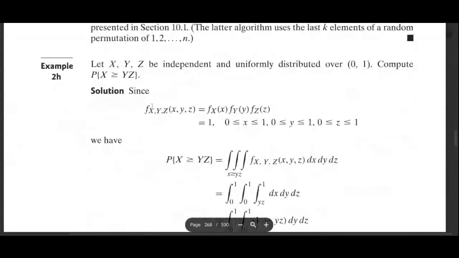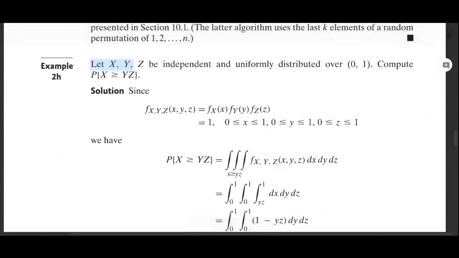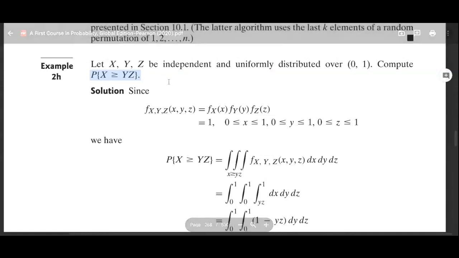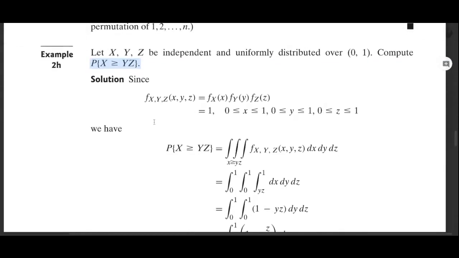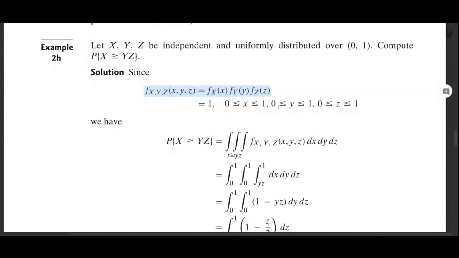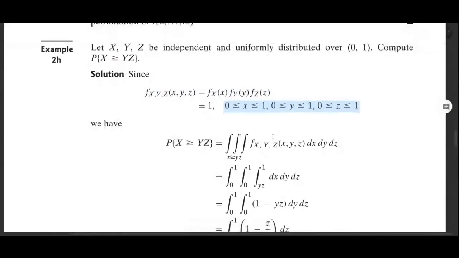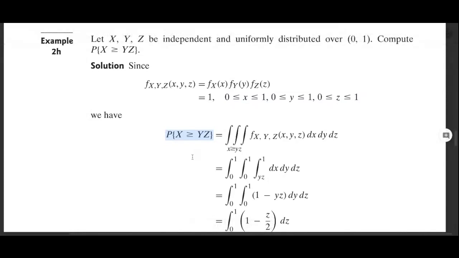Let's see this example. Let X, Y, Z be independent and uniformly distributed in the interval 0 to 1. Compute P of X greater than or equal to Y, Z. This is a good example. Since they're independent, we have this, right? And in the interval 0 to 1, so we have this. Now we want to find the probability of X greater than or equal to Y, Z.